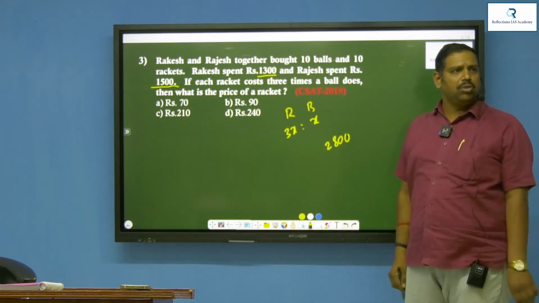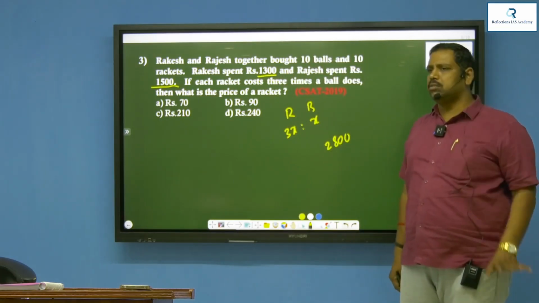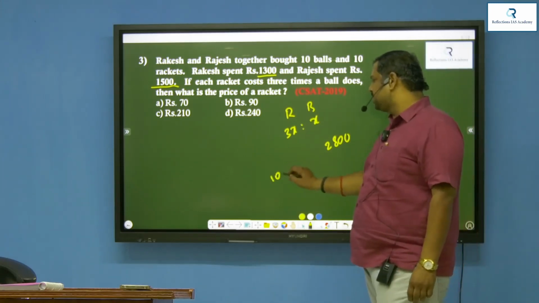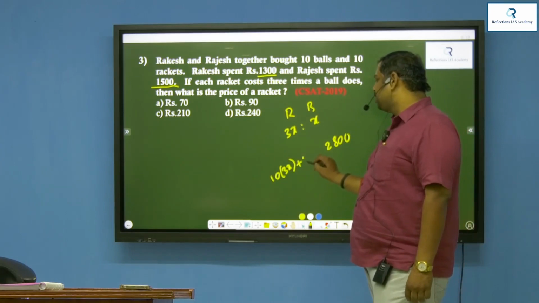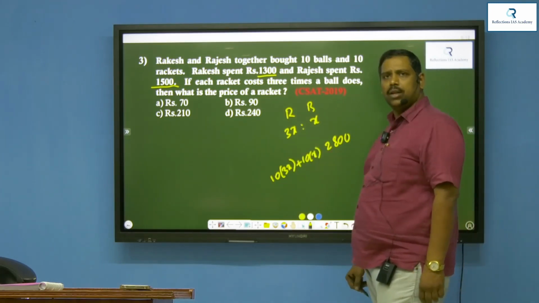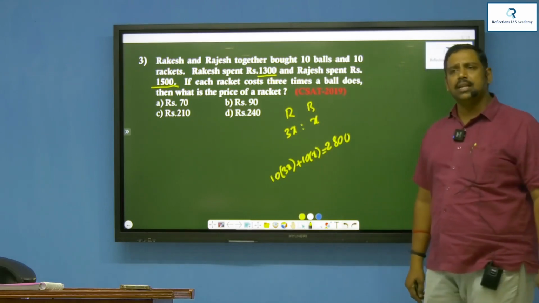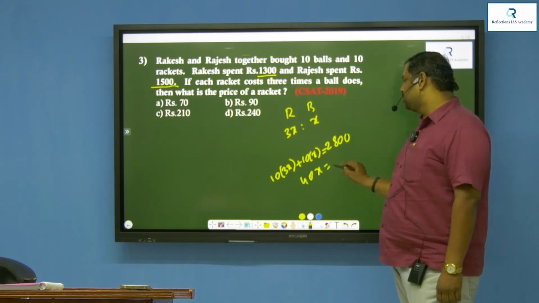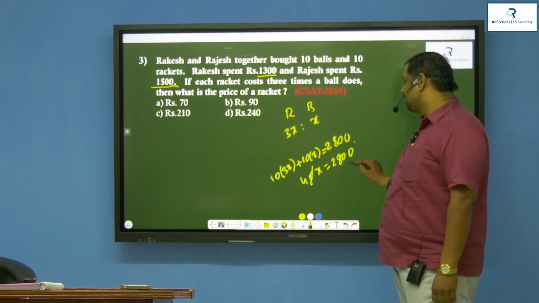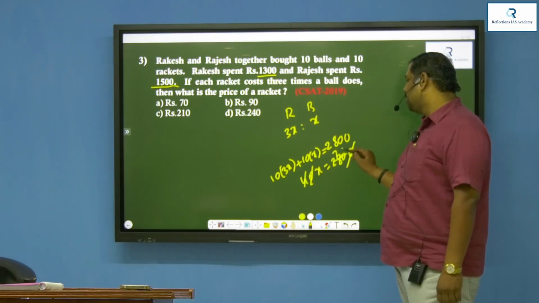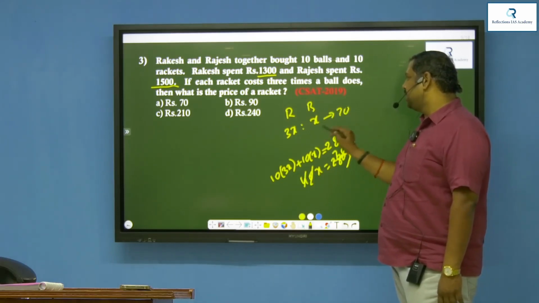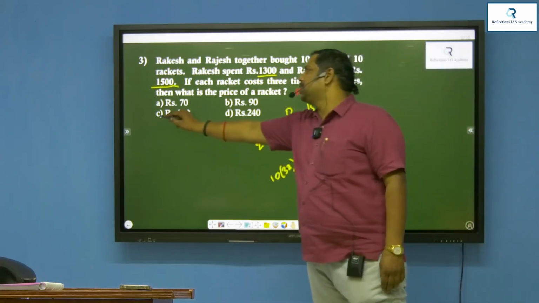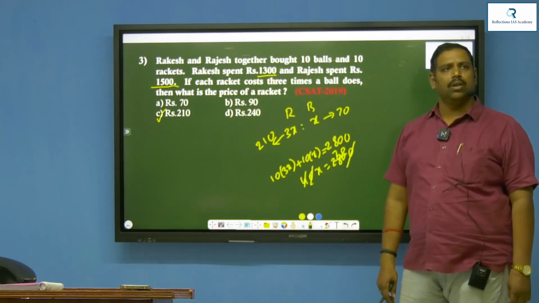They spent this amount on buying 10 rockets and 10 balls. 10 rockets, each costing 3x, gives 10 into 3x. 10 balls gives 10 into x. The total is 2800. So 30x plus 10x, 40x equals 2800. What is the value of each ball? 70. What is the value of each rocket? 210. What is asked is each rocket, so it is 210. C is the answer. Am I clear?